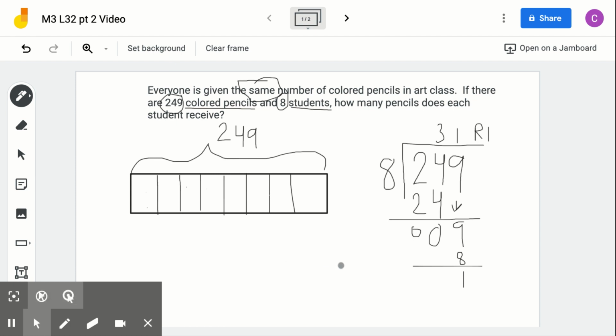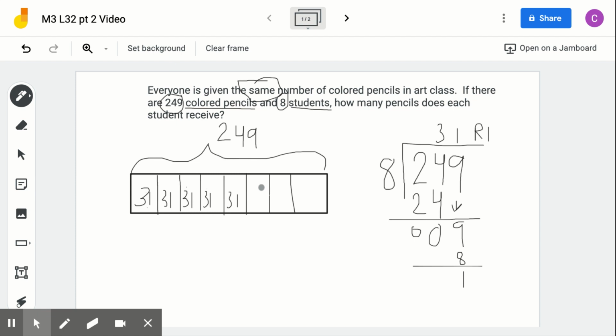All right, so you should have come up with a quotient of 31 with 1 remainder. So each student would receive 31 colored pencils. So let's fill that in on our tape diagram. So each student would get 31 colored pencils. But what do I do with the remainder?